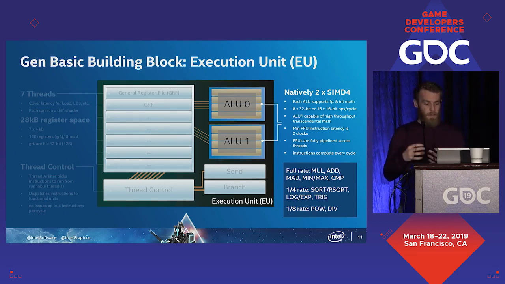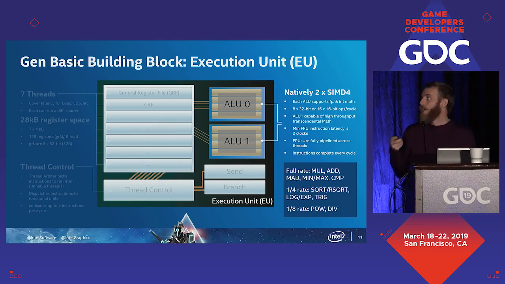Each execution unit has two SIMD4 ALU blocks. Each ALU supports floating point and integer math and is capable of one instruction per clock. We're also capable of doing half precision math at double throughput. So that means that with the two ALUs, one execution unit is capable of 8 32-bit or 16 16-bit operations per cycle.